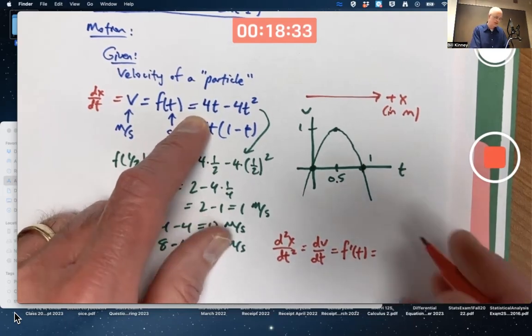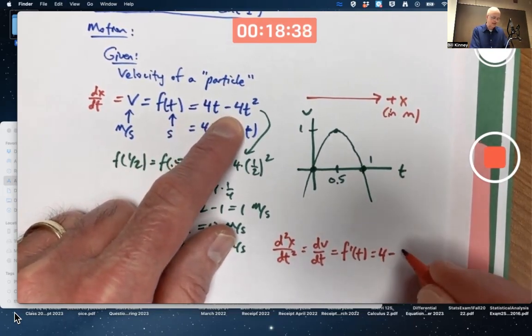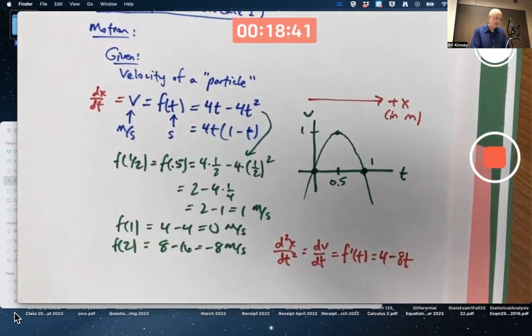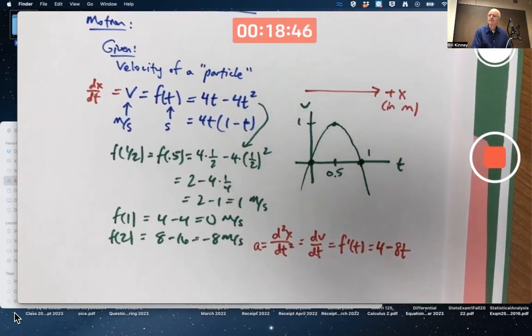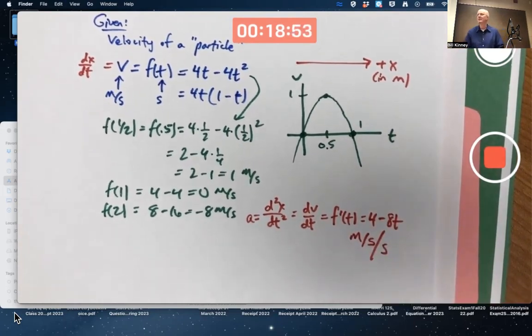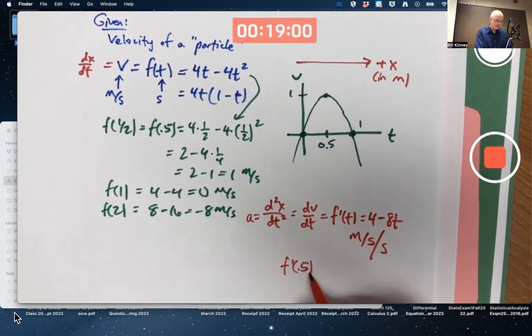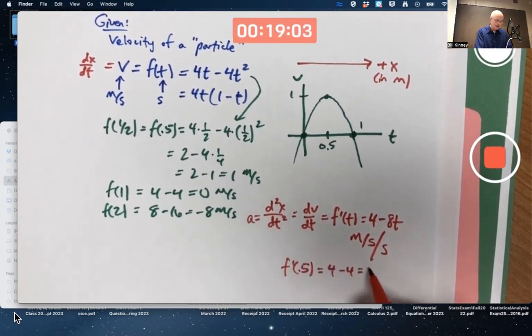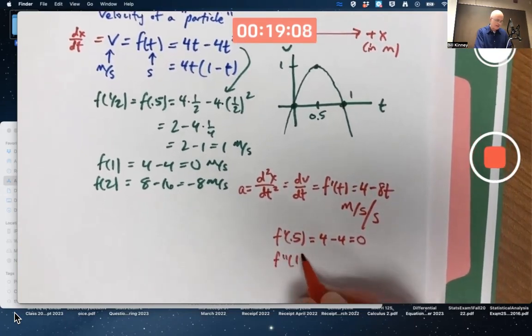The derivative of 4t is 4. Carry the minus sign along. The derivative of 4t squared is 8t. So there is the acceleration. You could call this a. Its units are meters per second, because it's a rate of change of velocity with respect to time. At any moment in time, like t equals a half, you get the acceleration at that moment in time.